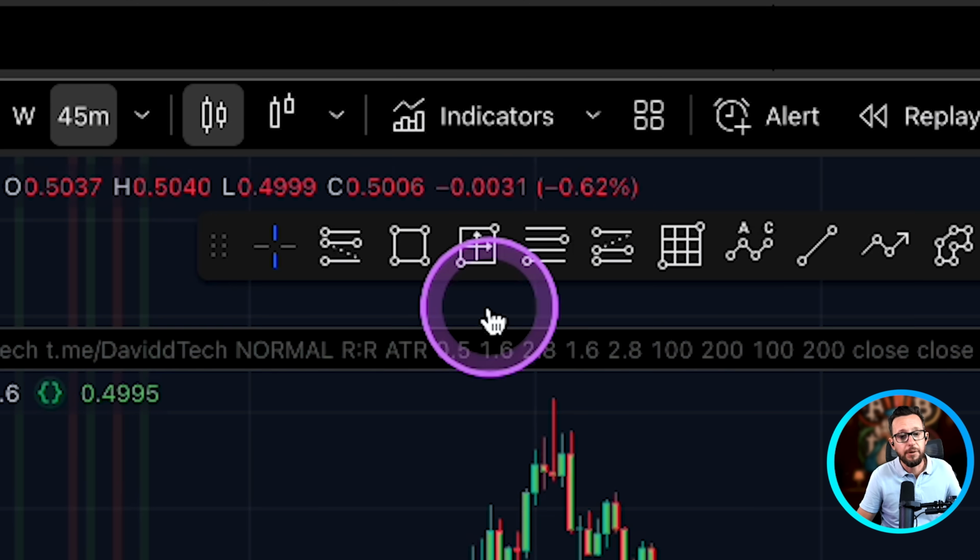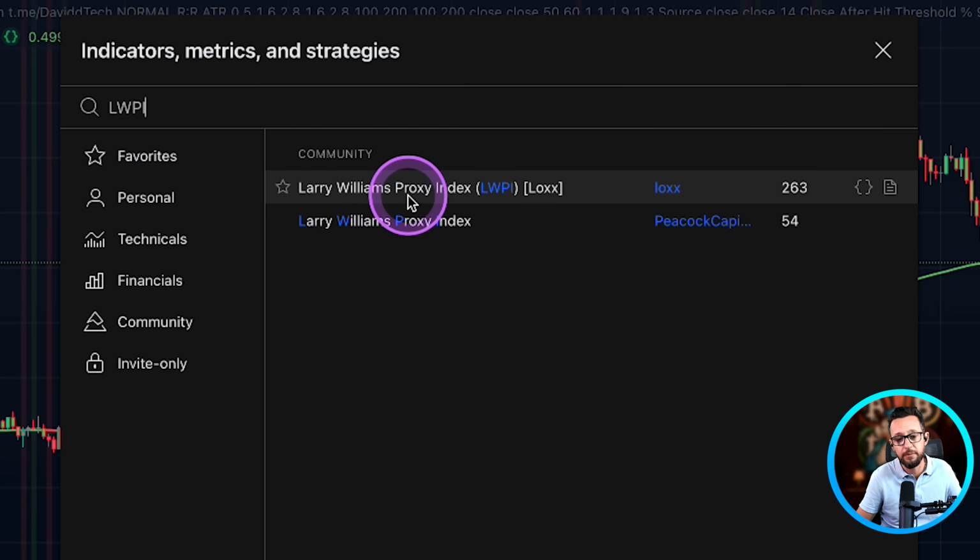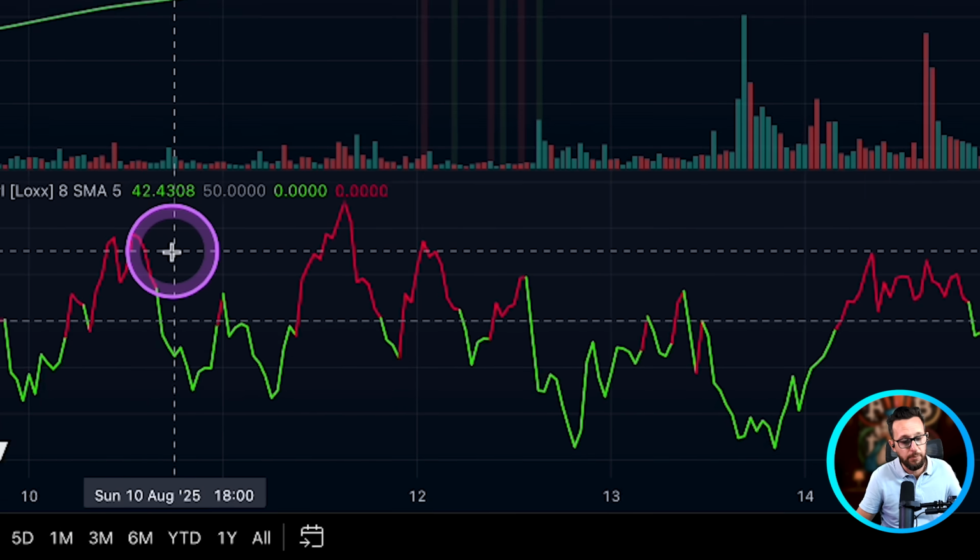The next indicator that I'm going to be adding is the proxy indicator. Now if we add it to the chart, it looks a little bit like this.